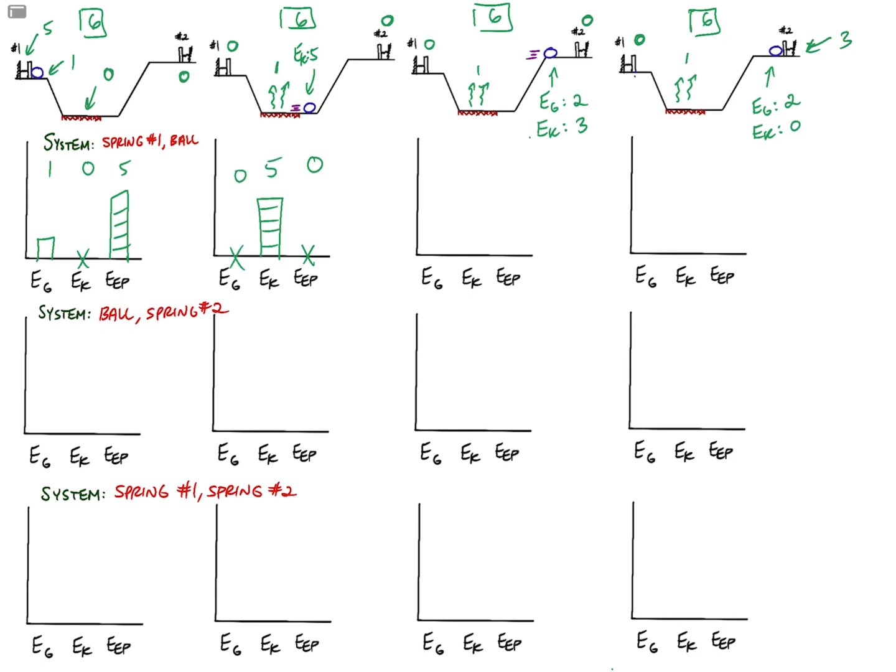Now I go on to diagram number 3. The ball, as you can see, has 2 blocks of EG, 3 blocks of EK, and elastic potential energy for spring 1 is still 0. Finally, I go to the last diagram. The ball has 2 blocks of EG, no EK, and spring number 1. Remember, the system is spring number 1 and the ball. Spring number 1 still has 0. Yes, spring number 2 has 3, but we are only looking at spring 1 and the ball.